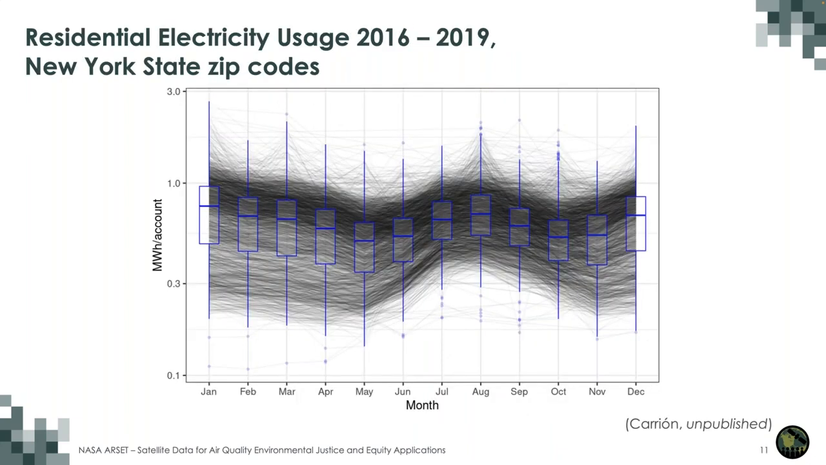Also looking at that residential energy data that I mentioned before, this is not the result of analysis, but just plotting what that residential energy data looks like at the zip code level. This is characteristic of what people often refer to as the Falcon curve, where we see the highest levels of energy use during the winter, but then also during the summer.